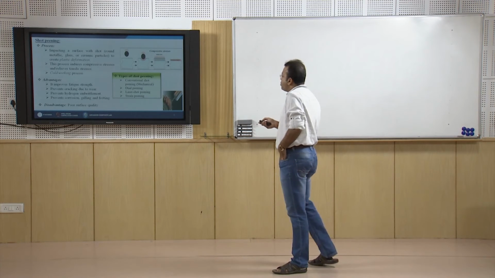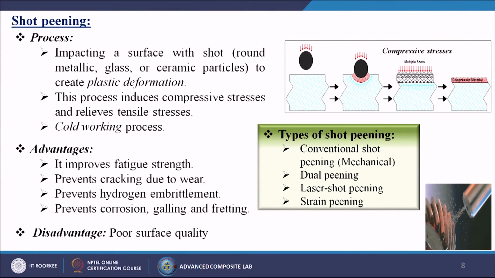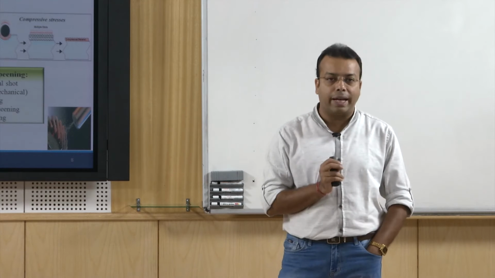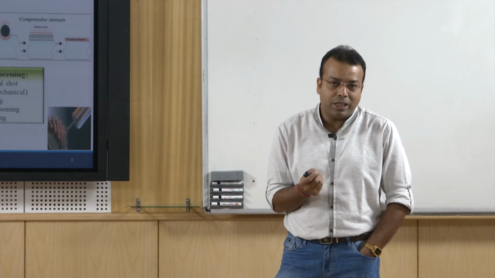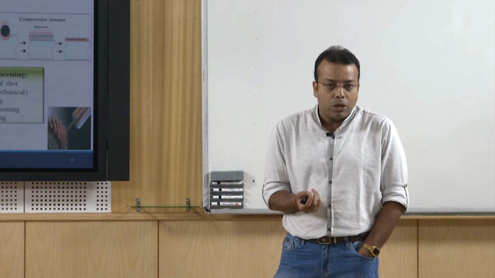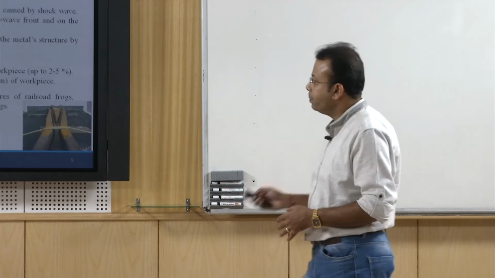So, there are several types of shot peening methods available. One is called conventional shot peening, that is the mechanical process. This is normally the schematic view of that particular process. Then dual peening, laser shot peening and strain peening. The logic is the same, only the way you allow those balls to directly come into contact differs. Either you can mix it with some lasers or with water or some kind of medium, so that the balls can come and directly hit your material surface.